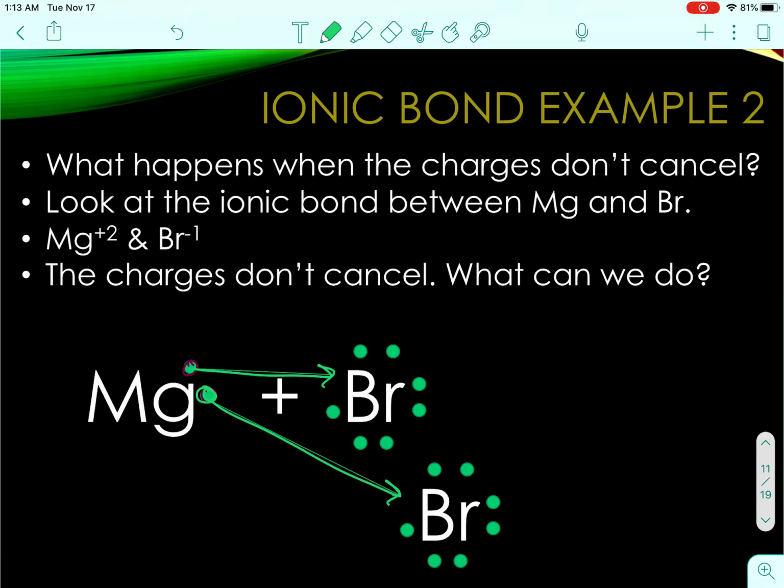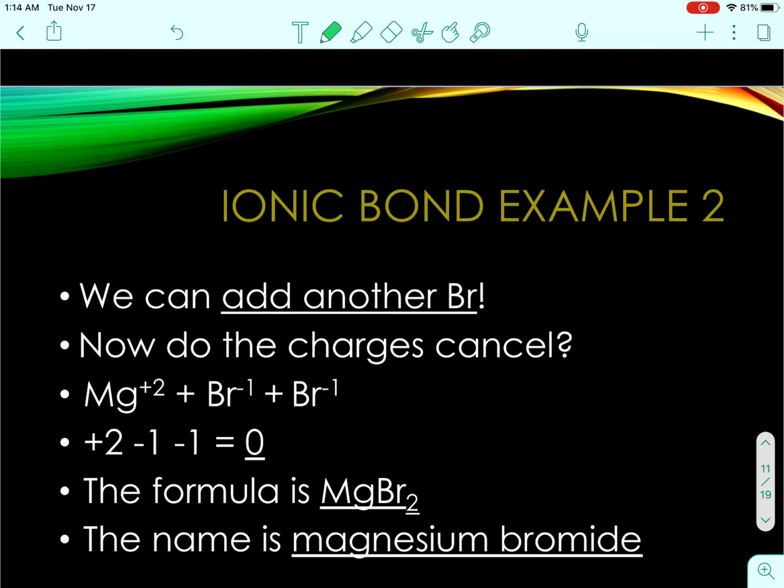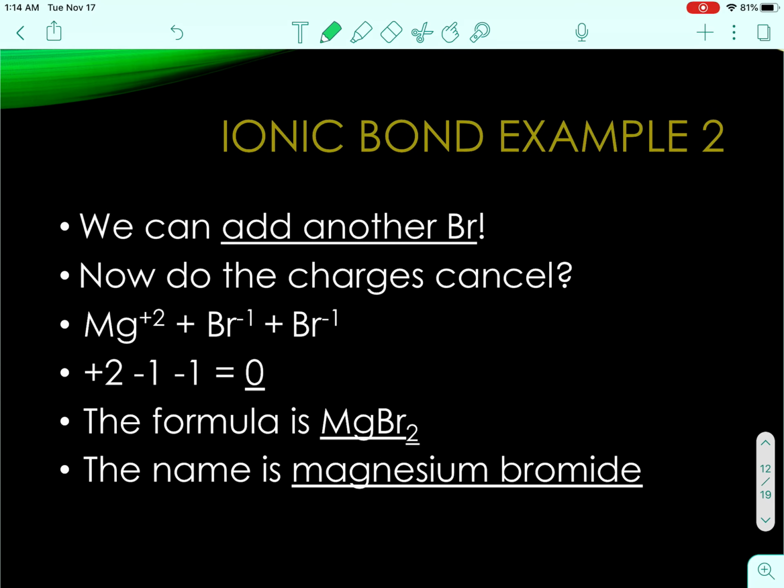So that way magnesium can get rid of both of its electrons and form its +2 charge, and then each of these bromines forms a -1 charge. And if you add up all of those charges, then you would get 0. So what can we do? We can add another bromine. And now the charges will cancel like we said. We have a +2 from the magnesium, a -1 and a -1 from both of the bromines, and that will give you a charge of 0.